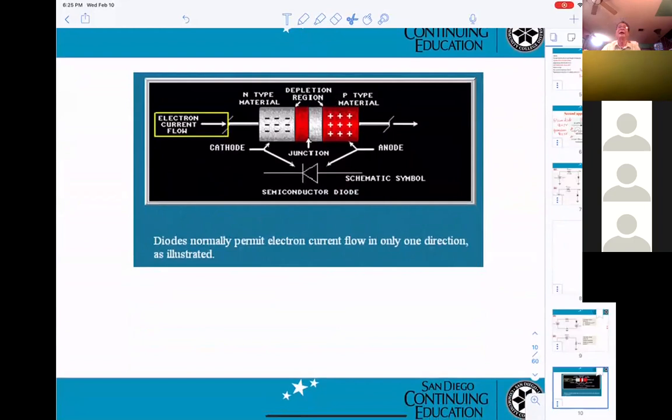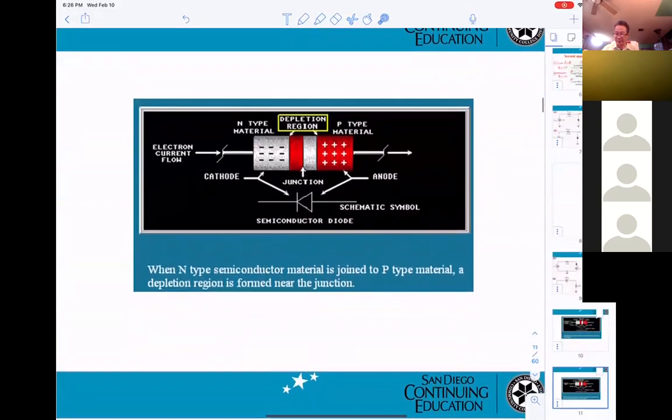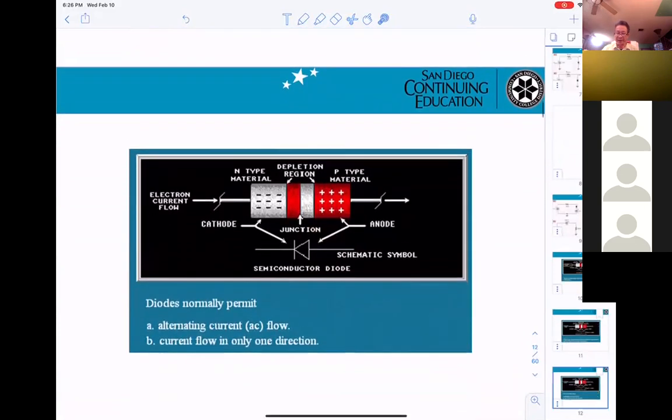Okay, now this is for your reading. You can see from the left side, a diode normally permits electron current flowing in one direction. So you can see positive on one side, negative here. When the electrons are moving, the diode will be on. And also given here is the symbol for the diode. That's just for reading.